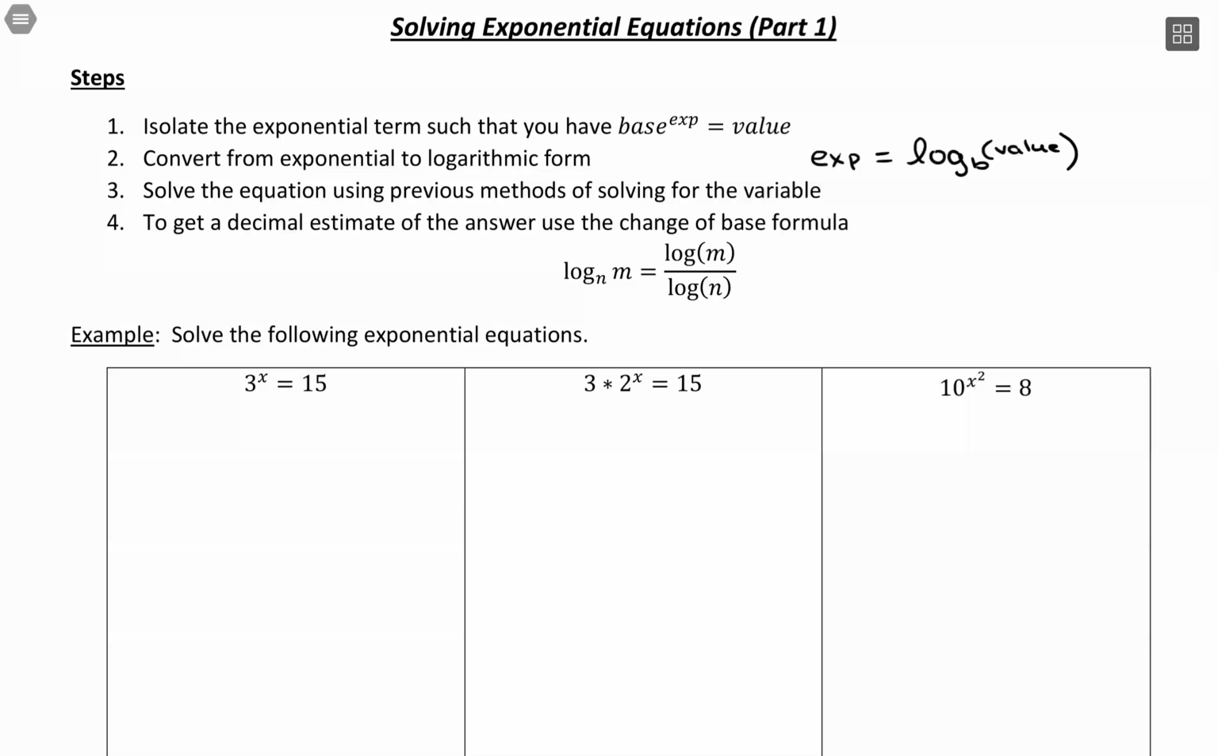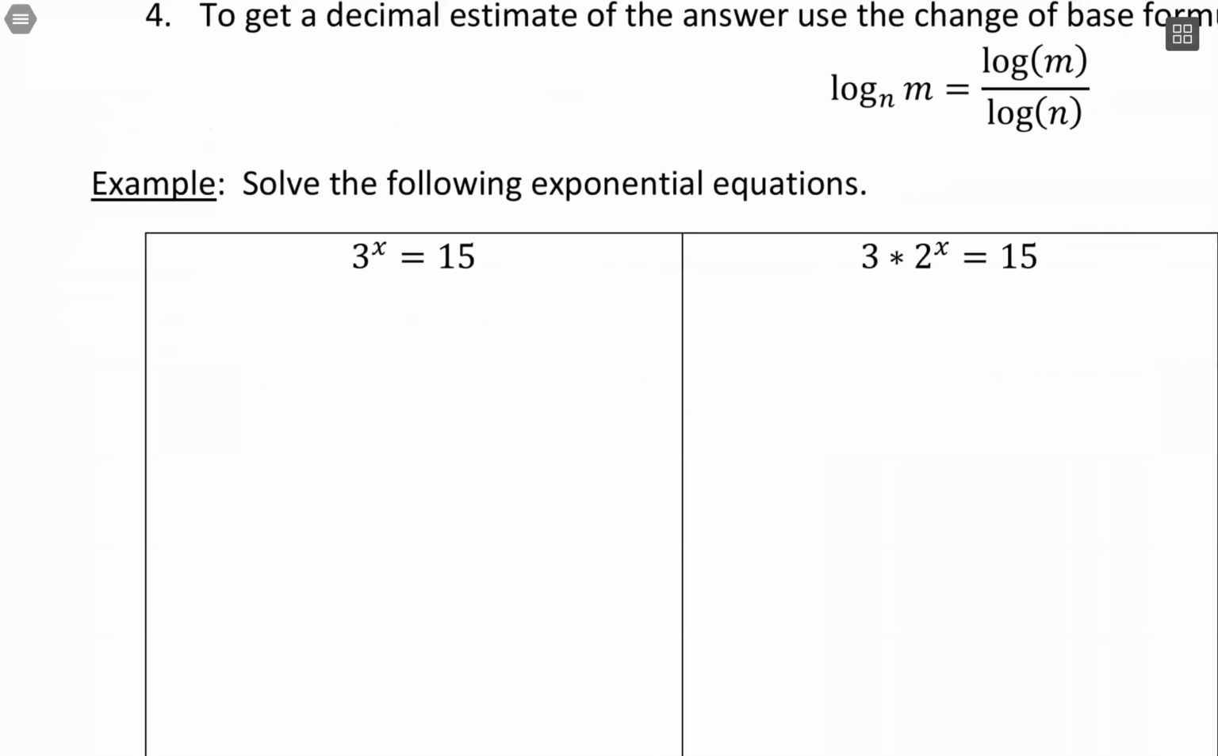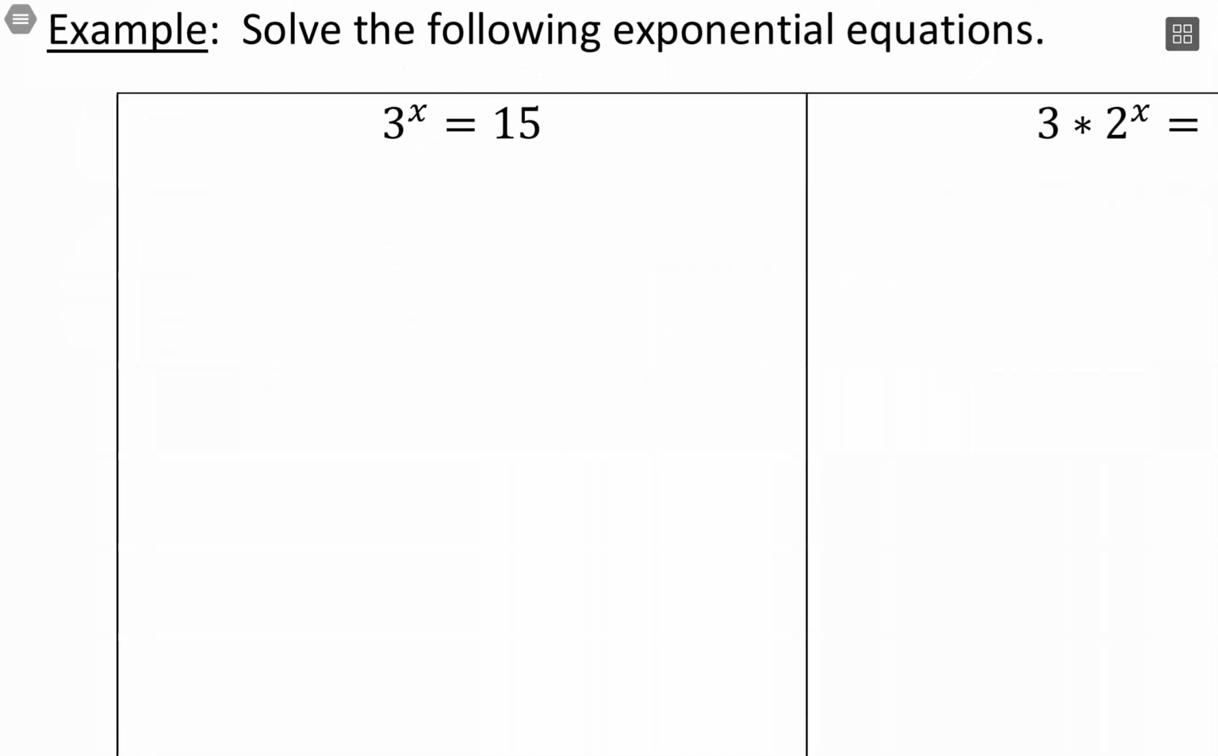So in our first example here, and I'll come back to these steps, let's do this first step where I have base exponent equals a value. I don't need to do anything for step one there because it's already all isolated. But now what I'm going to do is change to logarithmic form. We're solving for our exponent, so we'll have x equals a logarithm with base 3 of 15. Now, in terms of an exact answer, that's all done.